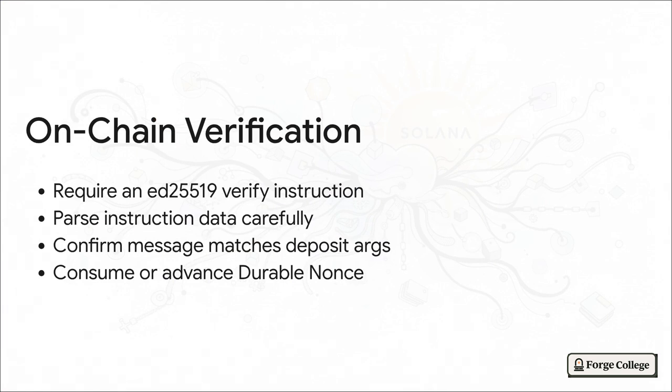First, it requires that an ED25519 verify instruction is actually present in the transaction. Second, it must parse that instruction's data super carefully to make sure no one is spoofing the intent. Third, it confirms that the off-chain signed message perfectly matches the on-chain deposit arguments being passed. And fourth, it must consume or advance the durable nonce so that this specific signed intent can never, ever be used again. If all those checks pass, the bouncer unclips the velvet rope and the vault state updates.